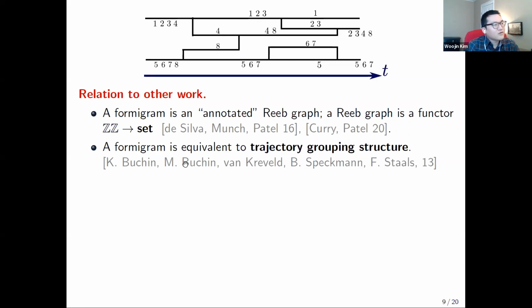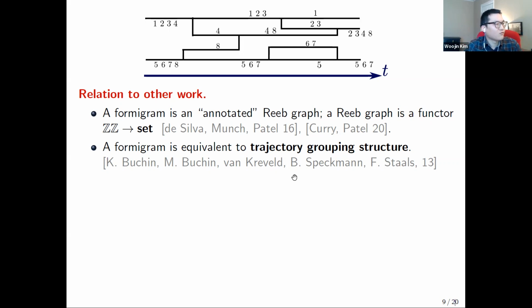And also, a formigram is actually equivalent to the notion of trajectory grouping structure defined by a group of computational geometers I mentioned before. But I would like to mention that by identifying a formigram as a zigzag persistence in the lattice of subpartitions, we are able to define persistent clustergrams and find the connection between this structure with Rips graphs and the invariant of Rips graphs.